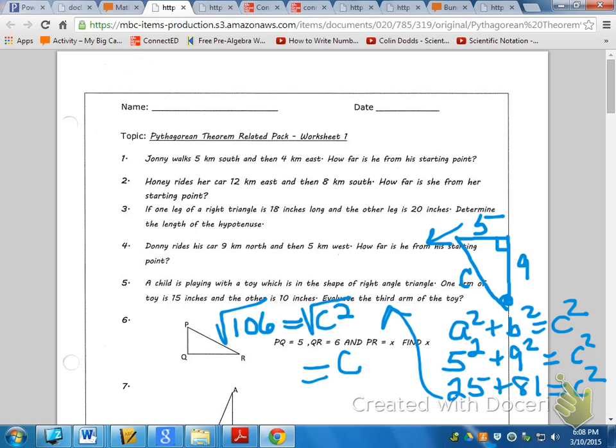The square root of 106, and that would be 10.295, it says. So I look at my hundredths place, and with it being a 9, it makes my tenths place go up. So Donnie would be 10.3 kilometers from his starting point.